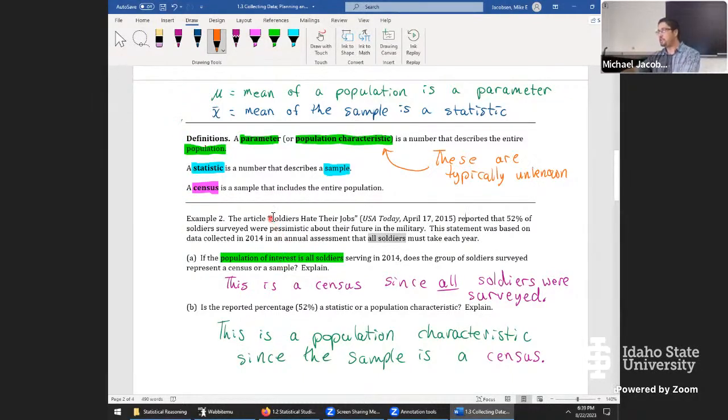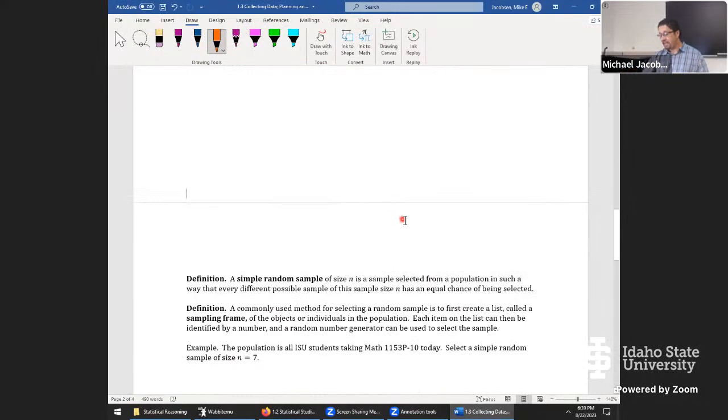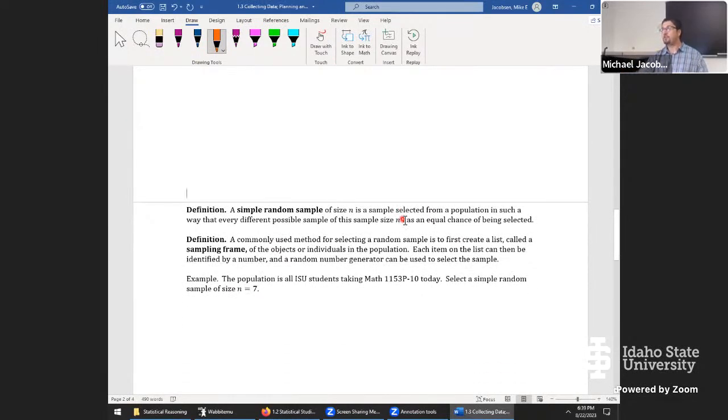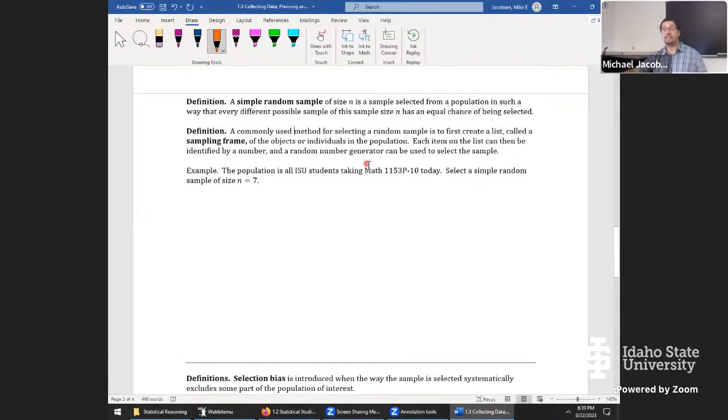Okay, let's go on to other information about actually selecting data, beyond parameters and statistics. There's a lot of different ways that we can select data. In our course, and really all of statistics, some designs are better than others. A gold standard for a really great way to get data in an observational study is the so-called simple random sample.